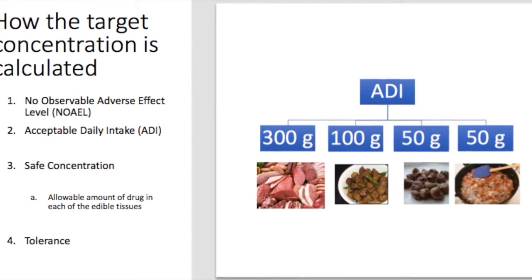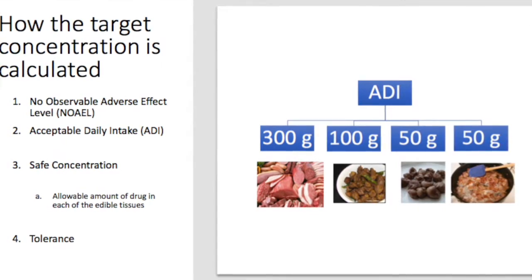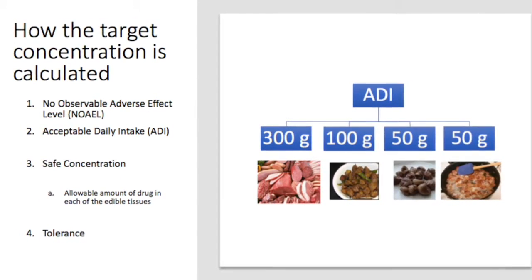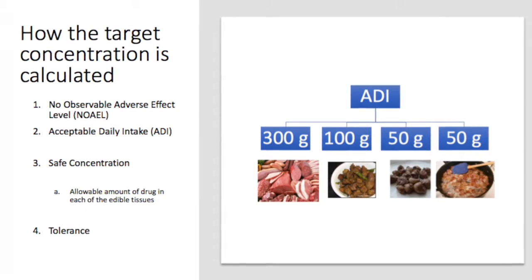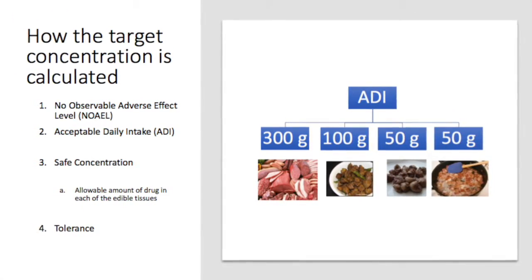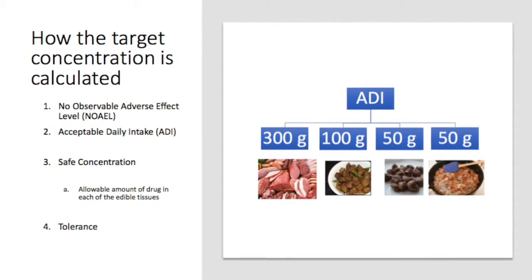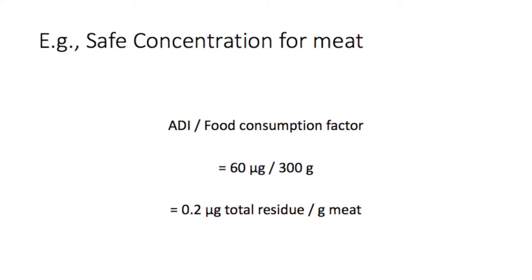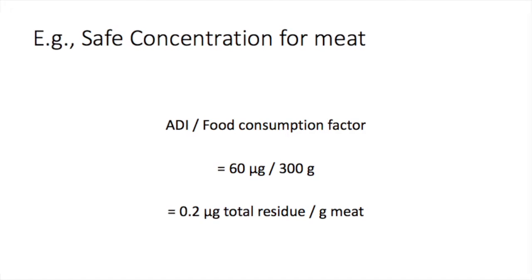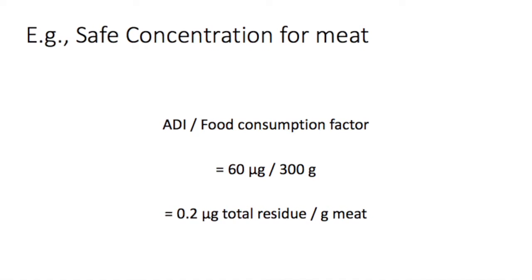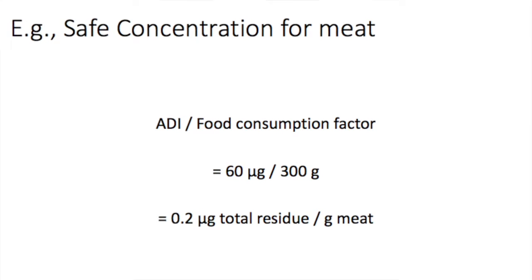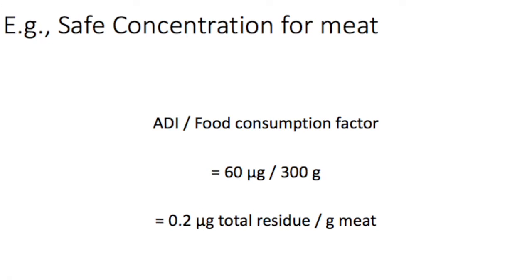Once we have the ADI, we can calculate the safe concentration of total drug residues, parent drug and metabolite, in various edible tissues by considering the amounts of the different tissues consumed in the typical diet of the target population. So, for example, if the ADI is 60 micrograms per day and a typical American eats 300 grams of red meat a day, then the safe concentration for total residues of the drug in meat would be 0.2 micrograms per gram of meat.